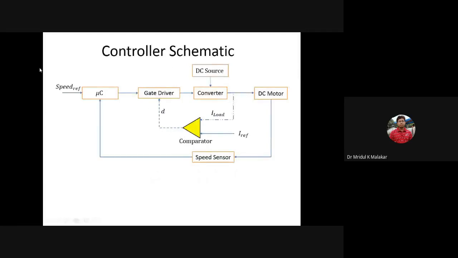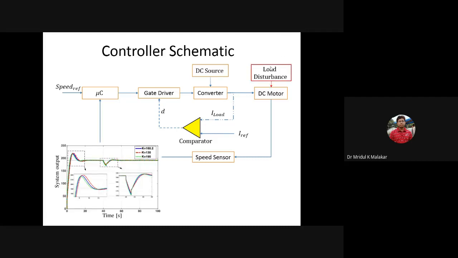So this is the schematic. You can see the functional diagram. The converter is there, the DC motor is there, the DC source is there, the electrical gate driver is there, and the microcontroller is there. In the microcontroller you write a control algorithm for the speed reference, suppose a PI controller. The speed sensor is there, you are controlling the current, and you suddenly apply a load disturbance.